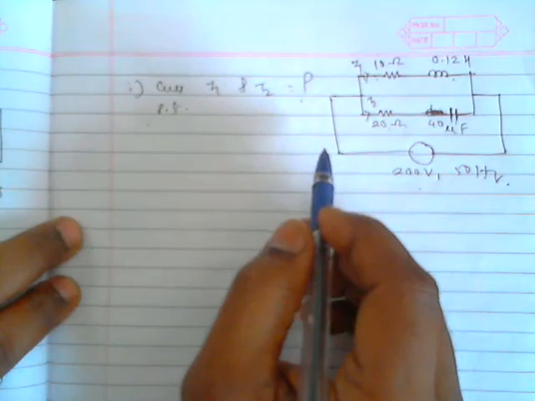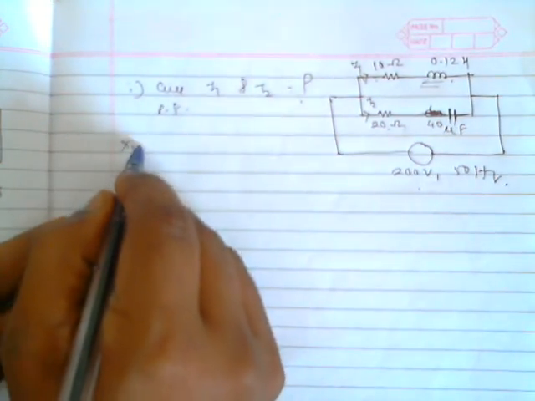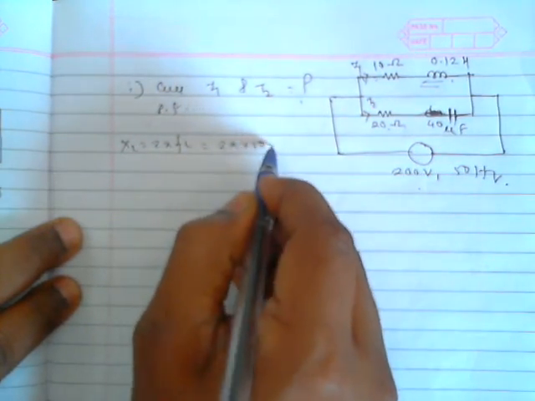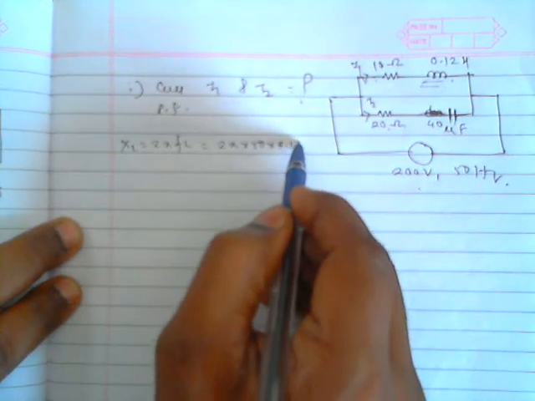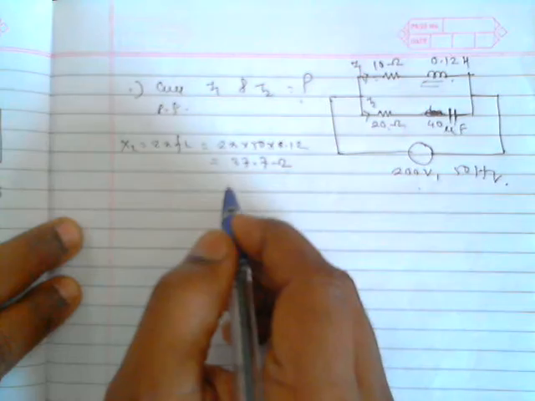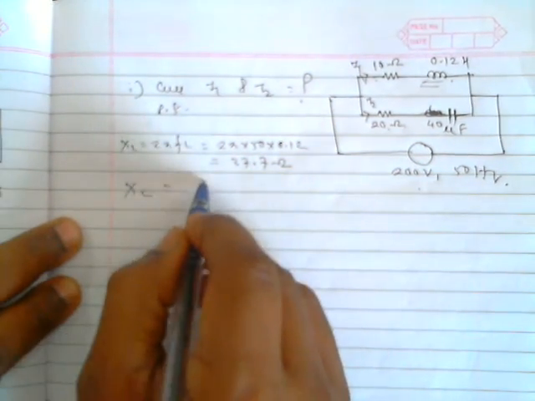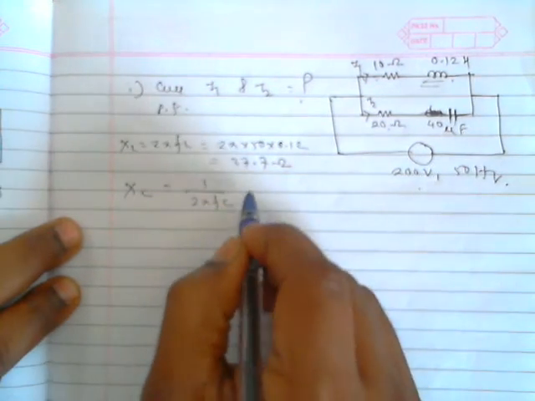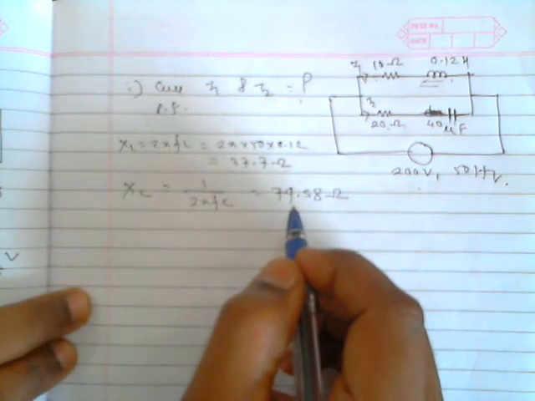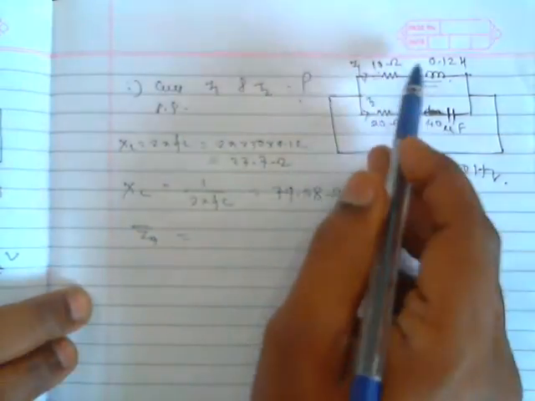Now it is very simple. See, L is given here, so find out XL. XL equals 2 pi FL. So 2 pi, frequency is 50, L is given as 0.12, so this will come as 37.7 ohm XL. Similarly, C is given, find out XC, 1 upon 2 pi FC. This comes as 79.58 ohm.